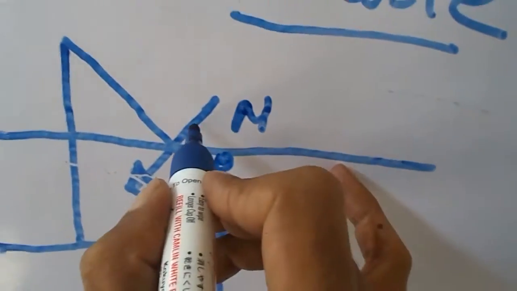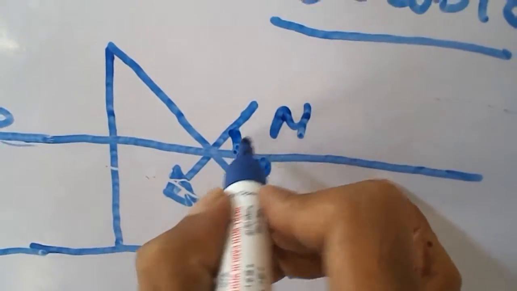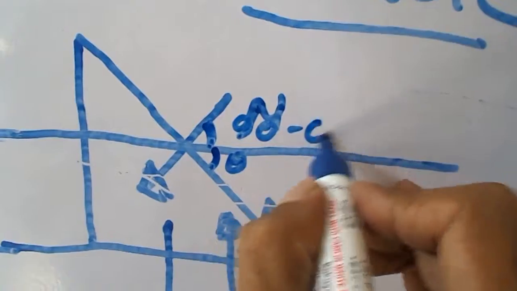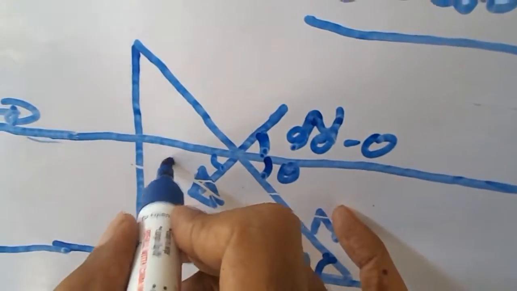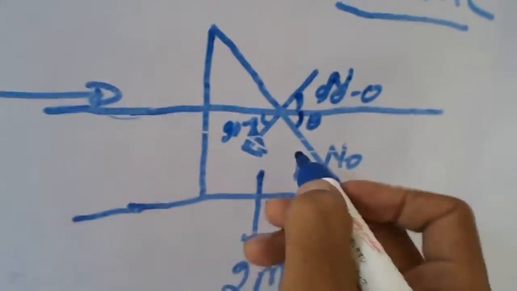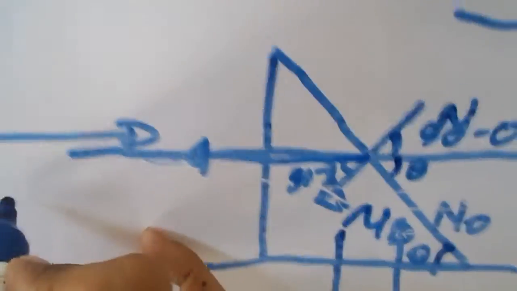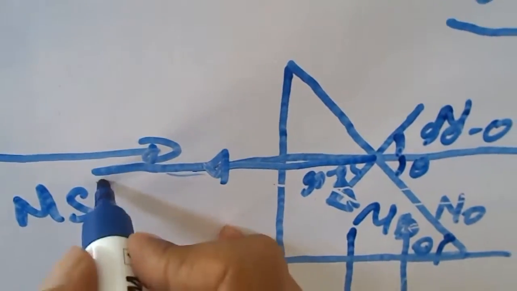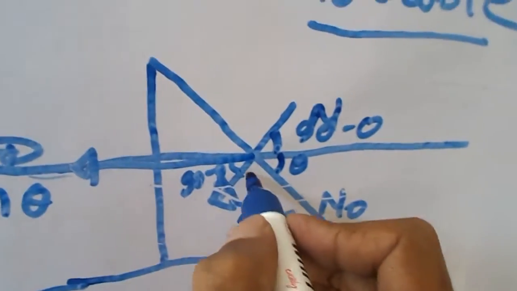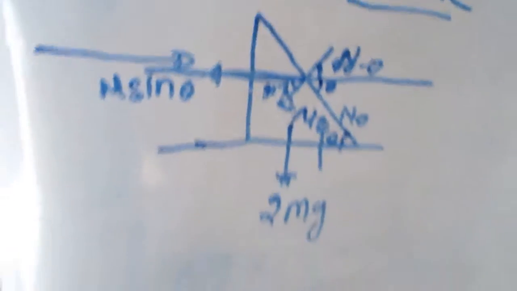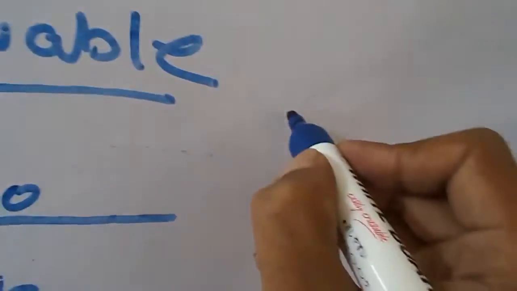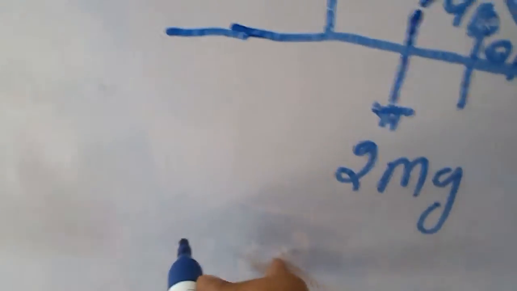It is very simple. And then this angle will be 90 minus theta. So this angle will be again 90 minus theta. Okay, it is very simple to calculate. And this is the N. So what is the component along this? N sine theta, because cos of 90 minus theta is equal to sine theta.